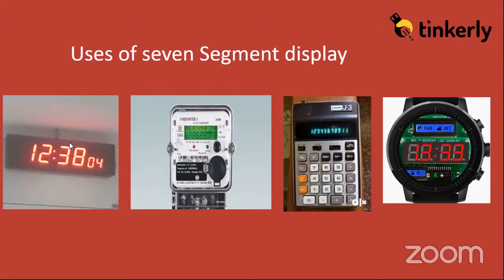Then even in the electric meter, the meter in which we note down the units, how much electricity we have used. Nowadays, this electric meter also uses the 7-segment display. Even our calculator has a display of 7 segments. It is not a dot matrix, it is a 7-segment. And yes, our digital watch, which is used to display the numbers, uses the 7-segment to display the numbers. So these are the various fields where we can use this 7-segment display.